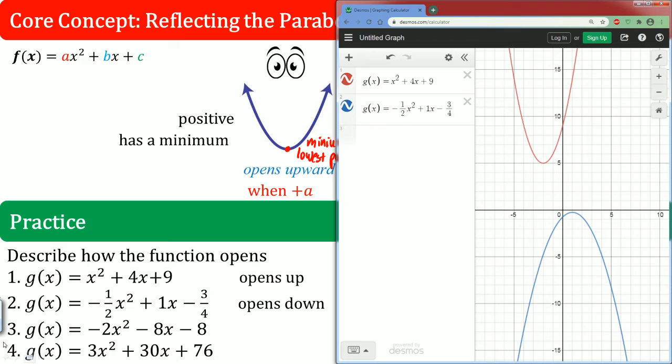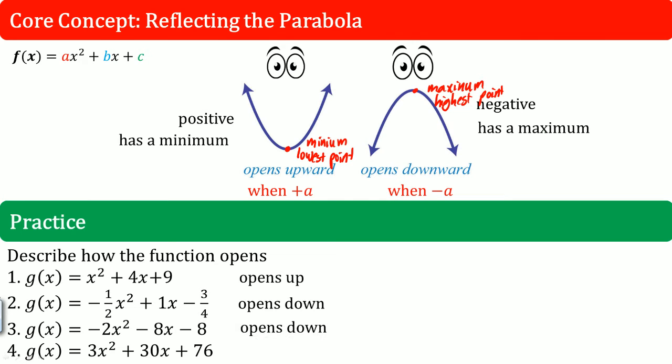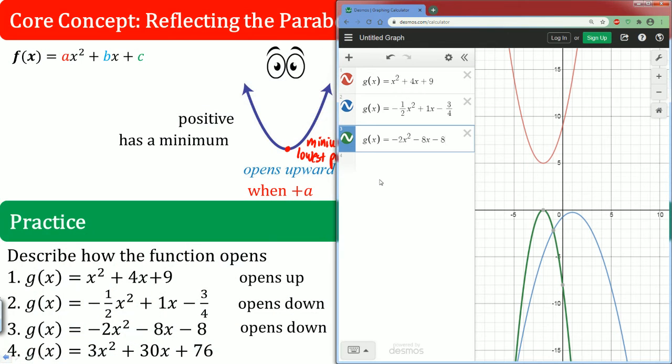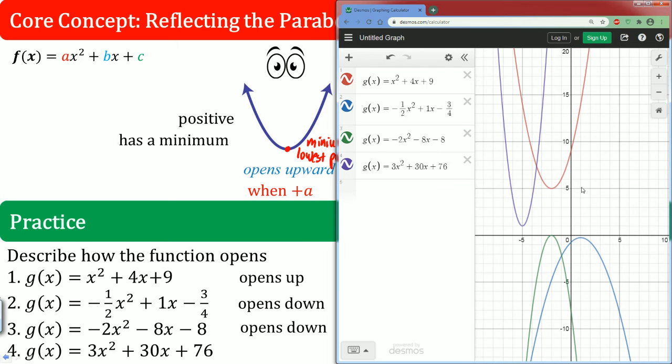The next one, g of x is equal to negative 2x squared. So that should be pointing down because of that negative 2 in front of the x squared. Yep, we were right. It was pointing down. Then lastly, we have the last one, which has a positive 3x squared. So that positive 3 in front should tell us it is opening upwards. And yep, that went upwards. Good job.